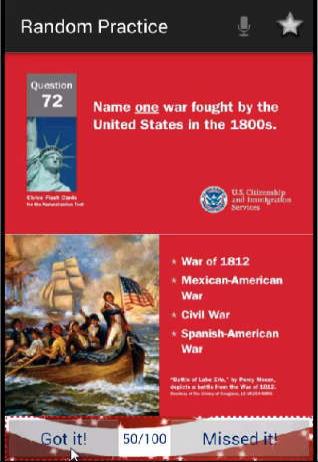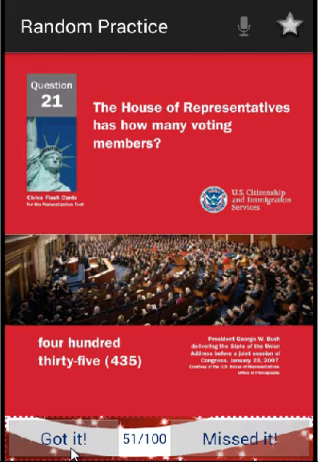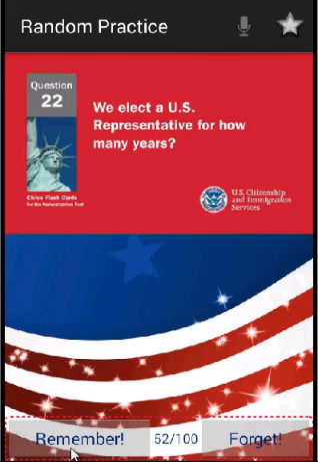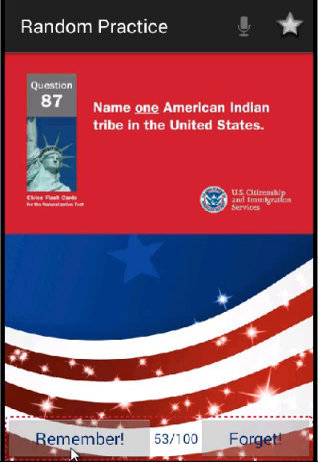Spanish-American War. The House of Representatives has how many voting members? 435. We elect a U.S. representative for how many years? 2. Name one American Indian tribe in the United States.